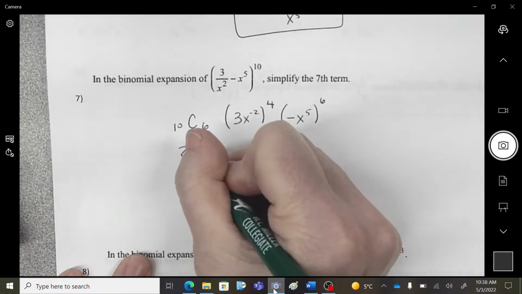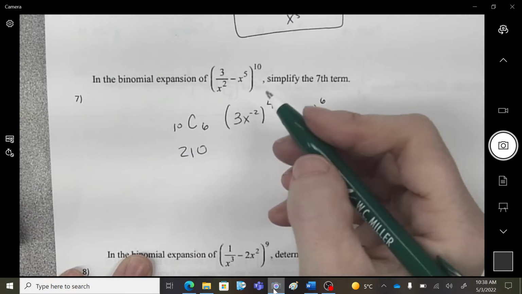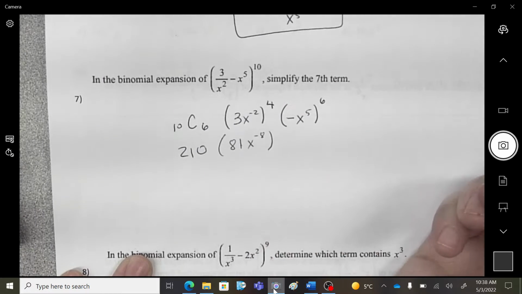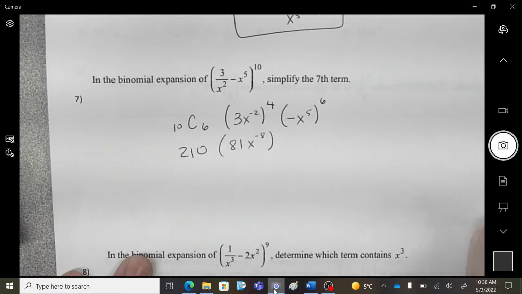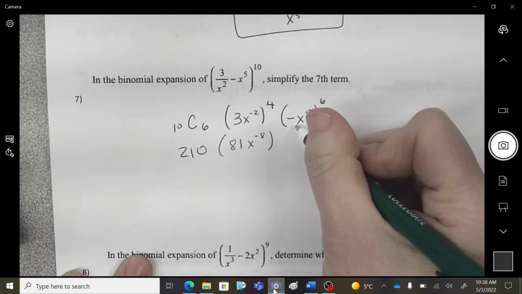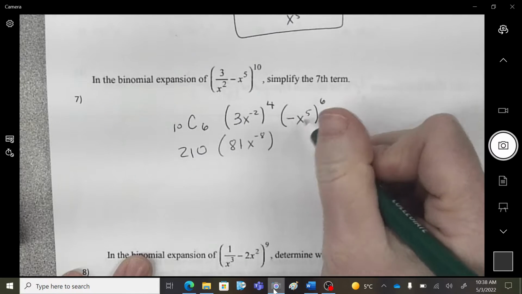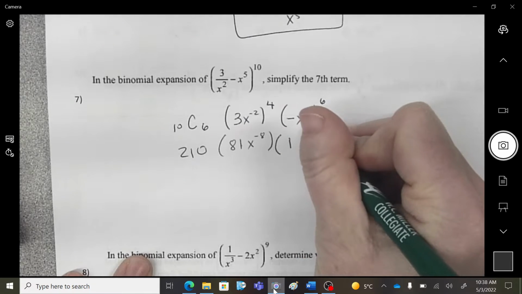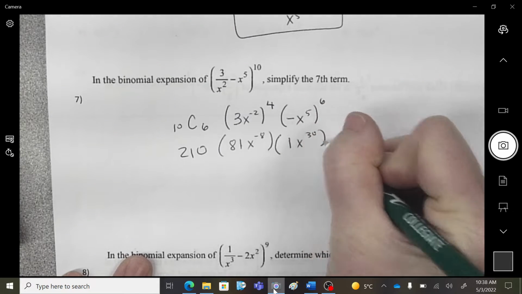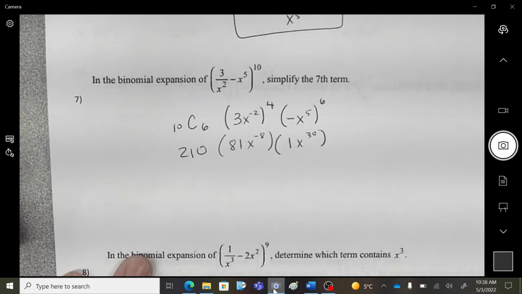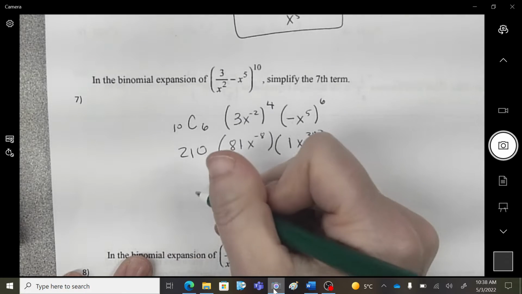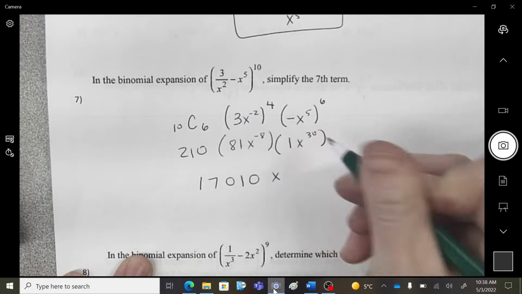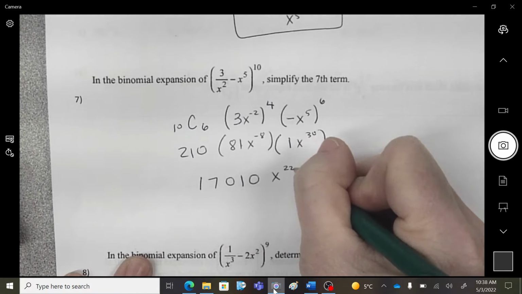So in my calculator, that's 210. 3 to the 4th is 81. X to the negative 8, multiply the exponents. And here, negative 1 to the 6th is positive 1. And then x to the 30. So those three numbers getting multiplied together. And then adding the exponents together on the x.